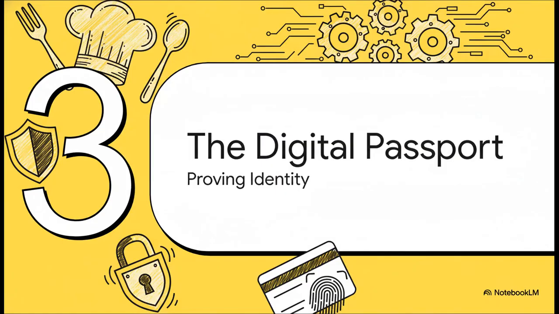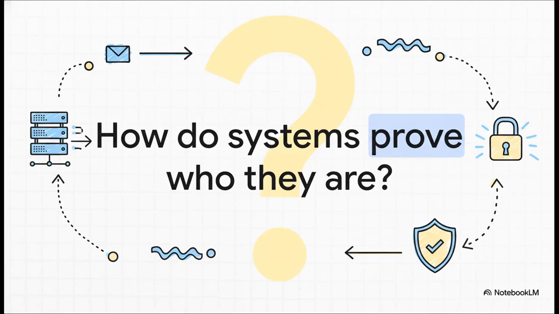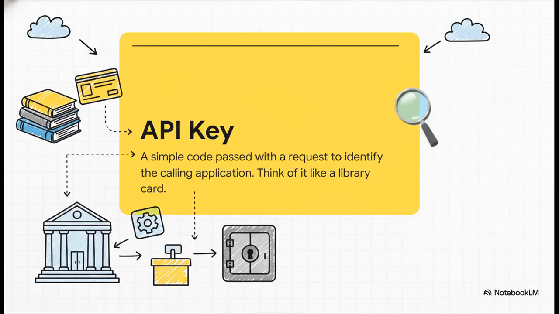Now, obviously, you can't just barge into any restaurant kitchen and start demanding things. There are rules, there's security, and in the digital world, that is a huge deal. This brings us to what I like to call the digital passport, making sure everyone is who they say they are. It all boils down to this one fundamental question. Before one system hands over its precious data to another, how does it know for sure that the request is legit and can be trusted? Okay, so one of the most common ways to do this is with a simple API key.